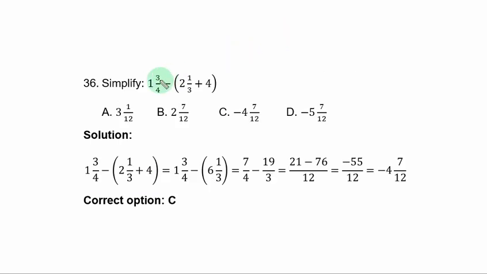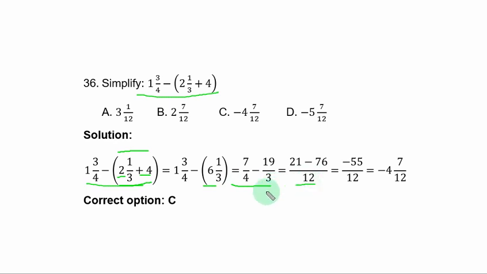Question 36. Simplify this. So you take the whole problem. Now, from the rule of BODMAS, you need to start from the bracket. You have fractions addition. If you simply add the whole numbers, you have 6 whole number 1/3. Remove the brackets and also convert to improper fractions. You have this result. The LCM is 12.